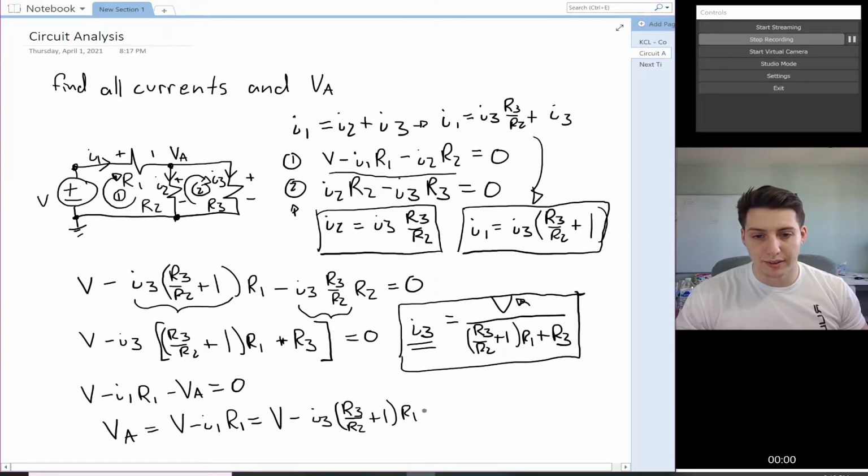And we know that this equals V minus V over ((R3 over R2 plus 1) times R1 plus R3), and then we have (R3 over R2 plus 1) times R1. So this is what VA is equal to.